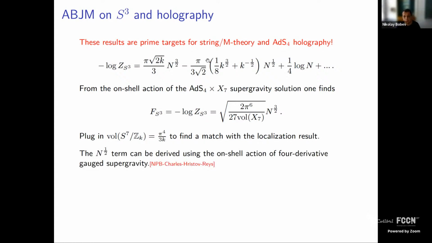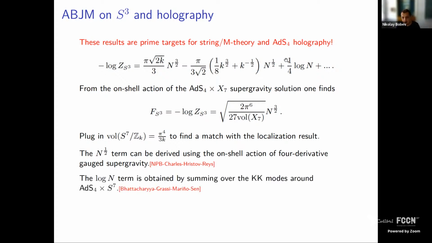The sub-leading terms are more subtle. They have to do with higher derivative terms in M theory. Those are notoriously hard to study. What we did in this work is to study the problem in 4 dimensions. So again, go to some 4D gauge supergravity theory of the type that Dario had in his talk, and then in it study higher derivative terms, and then carefully fix the coefficients, and then you can account for this n to the 1/2 term.